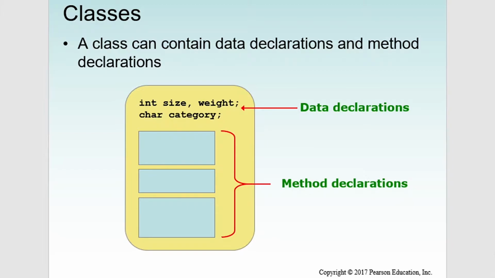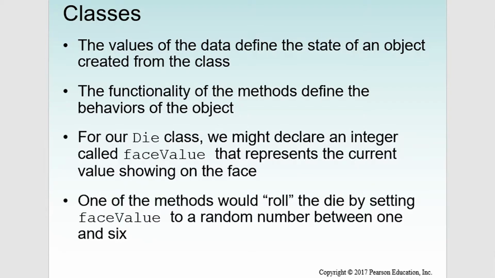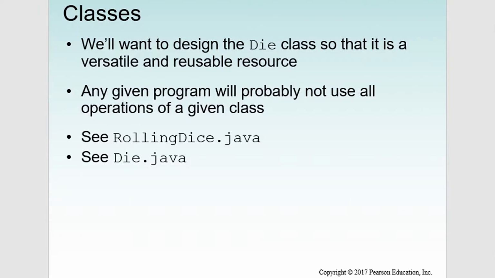A class can contain data declarations and method declarations. So they're showing you where the data declarations and the method declarations occur. The values of data define the state of an object created from the class. The functionality of the methods define the behaviors of the object. For our Die class, we might declare an integer called faceValue that represents the current value showing on the face. One of the methods would roll the die by setting the faceValue to a random number between 1 and 6. We will want to design the Die class so that it's a versatile and reusable resource. Any given program will probably not use all the operations of a given class.